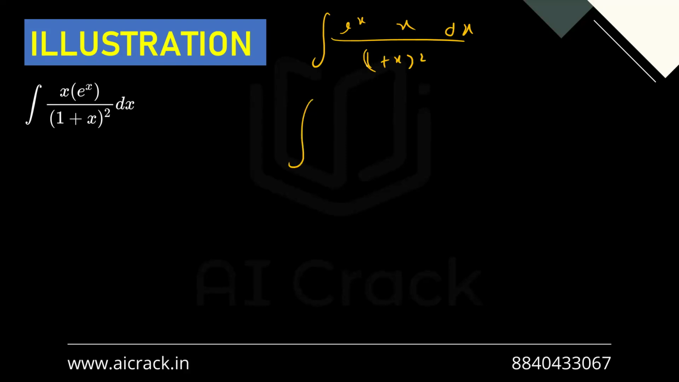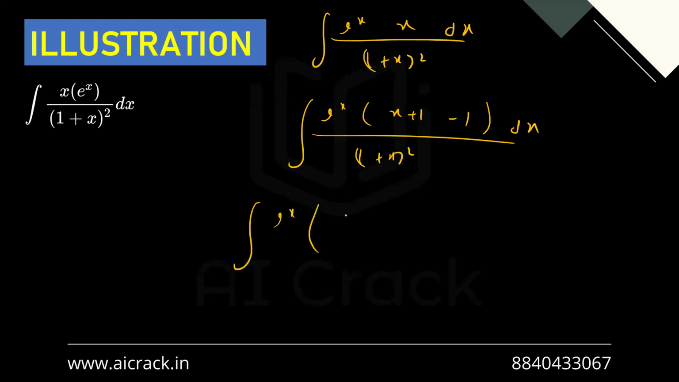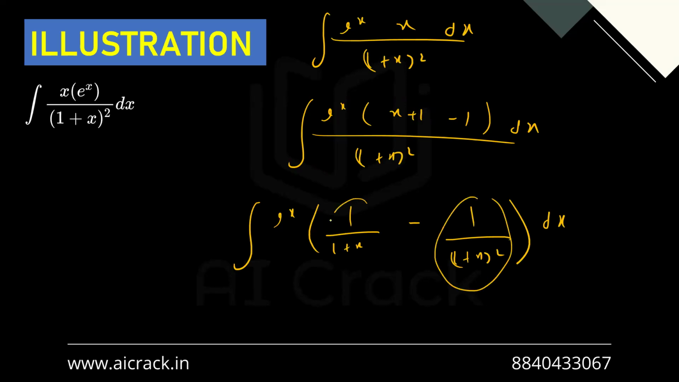Right. Now we have 1 plus x in the denominator. So let's do one thing. Let's add 1 and subtract 1 over here. Okay. Now this actually becomes e raised power x [1 upon (1 plus x)], basically this one and this power is getting cancelled out, minus 1 upon (1 plus x) whole square dx. I can see that this function is the derivative of this function only. This function is the derivative of this function only.